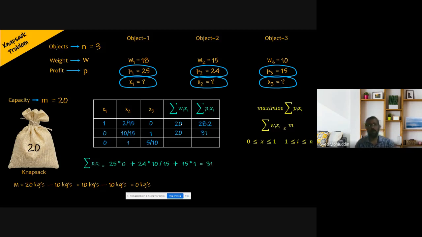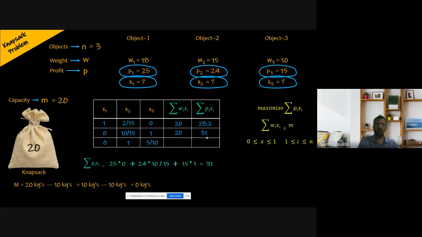So, is selecting objects in increasing order of weight, or selecting objects in decreasing order of weight, which one gives us more profit? Looking at this example, we can say that selecting objects in increasing order of weight will give us more profit, because that is 31 profit earned. But that is not always the case. There's another actual greedy approach to it.